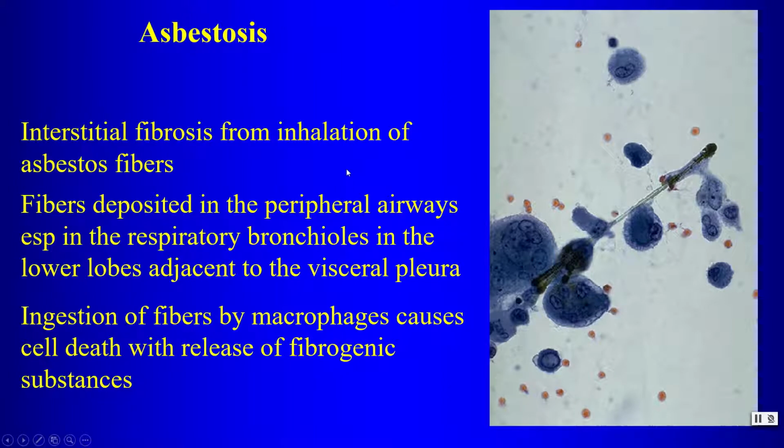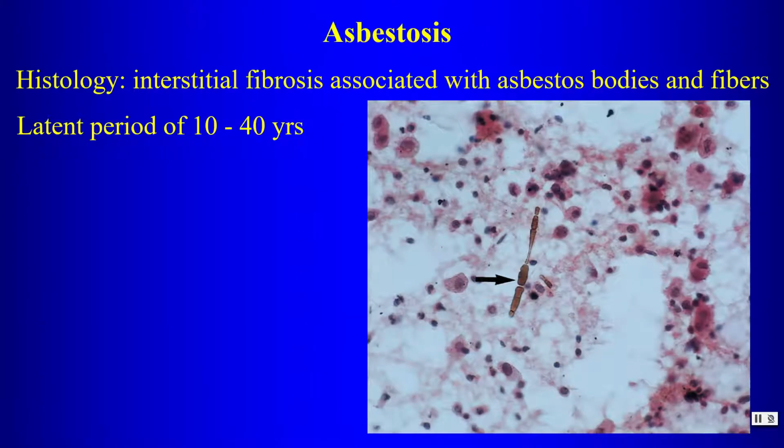Asbestosis results from inhalation of asbestos fibers. The macrophages try to ingest these fibers, they die, release their enzymes, and that's what causes the fibrotic reaction in the lungs. The fibers can also penetrate the lung tissue and travel to the periphery of the lung. They're needle-like, and that's what can result in the pleural changes that we see associated with asbestos exposure. On histology, pathologists might find asbestos bodies and fibers, but the changes that we see in the lung have a long latent period of about 10 to 40 years.